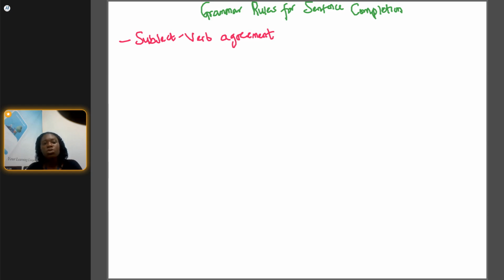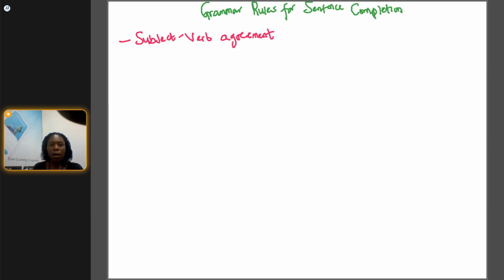Now this first rule says subject verb agreement. That means your subject and your verb in a sentence must agree. What do we mean? I'm going to be giving us some examples so that we understand what we mean better.